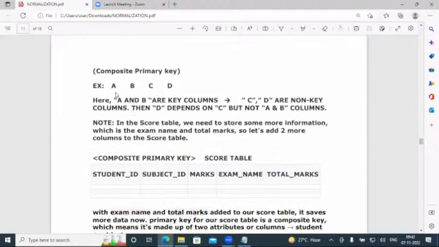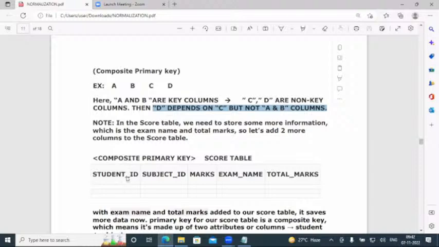Let me come and show you. A, B, C, D: these are the four columns. Out of the four, A and B are key columns, that means primary key columns. C and D are non-key columns, that means non-primary key columns. Then D depends on C, but not on A and B. D is a non-primary key and C is also a non-primary key. If D depends only on C, and not on A and B, because A and B are key columns, then that kind of situation is called transitive.